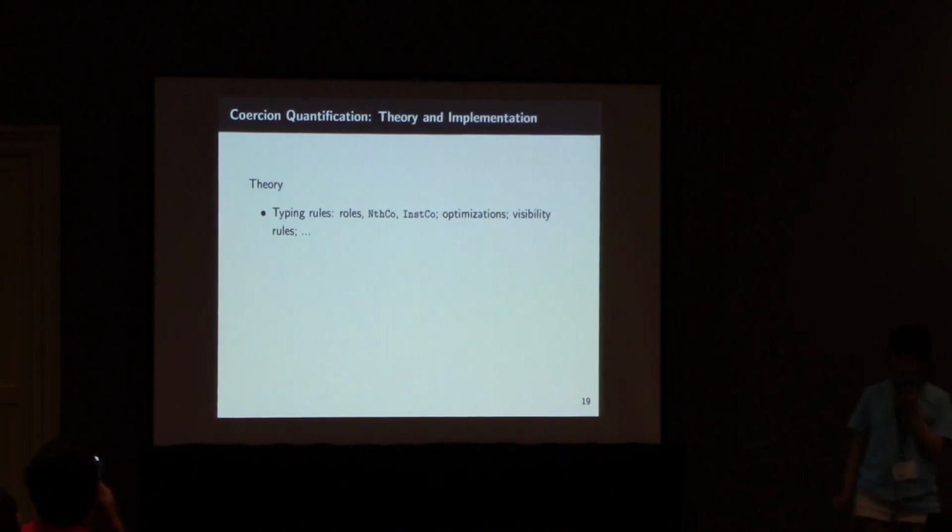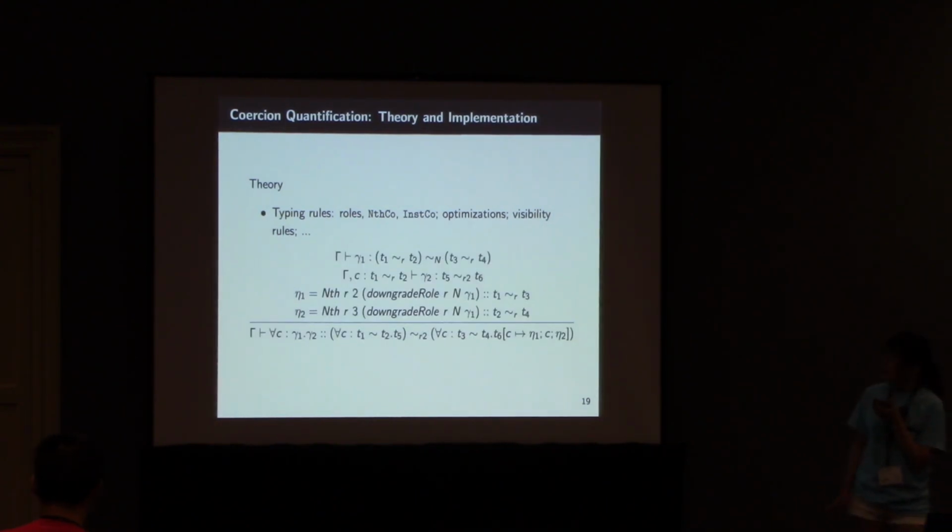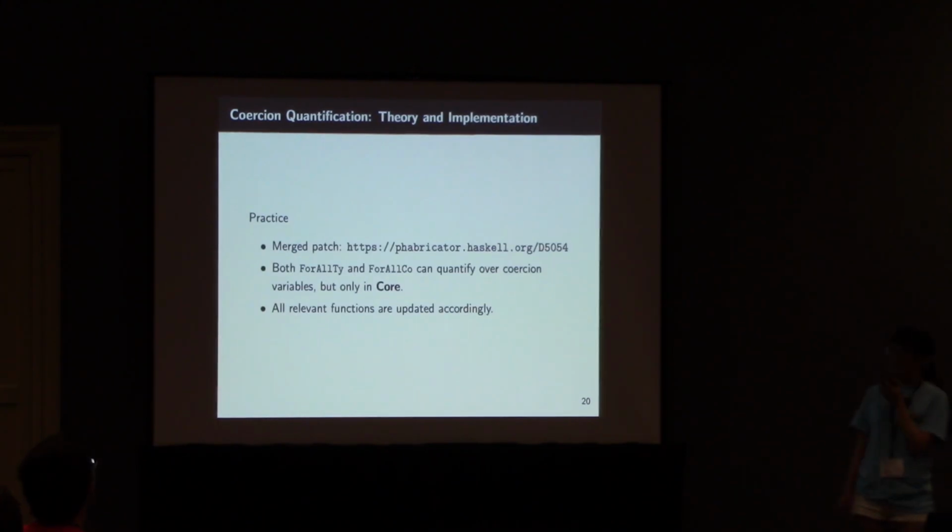The first contribution of this project is we studied the meta theory of coercion quantification, including typing rules and how it interacts with other coercions and the optimization and so on. So for example, the typing rule for forall coercion over a coercion variable looks like this. I'm not going to explain the rule for you. I put the rule here just to scare you.